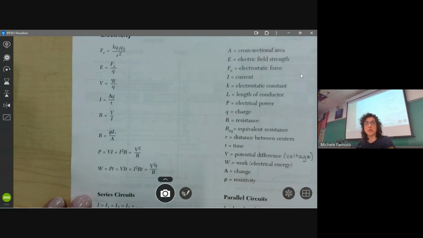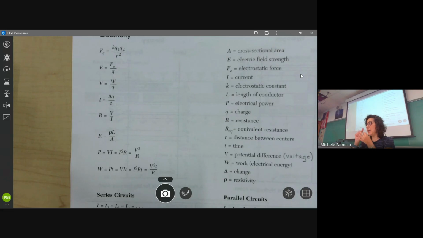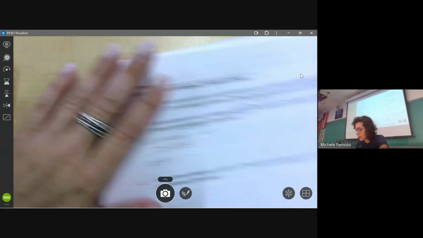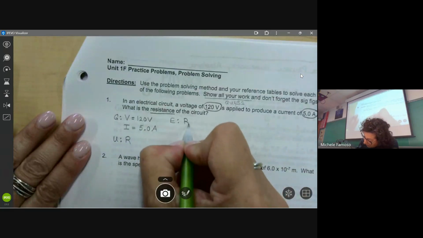We need an equation which has a V, an I, and an R, and that's it. You see an equation which has those three letters. Ryan, what is it? Equals. There. Yeah, this one right here. R equals capital V over capital I. Let's write that.